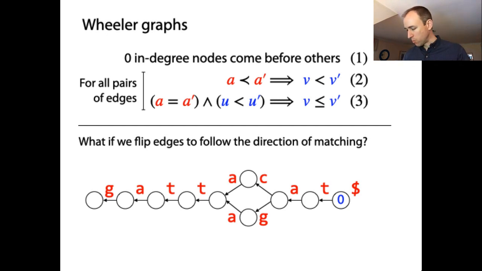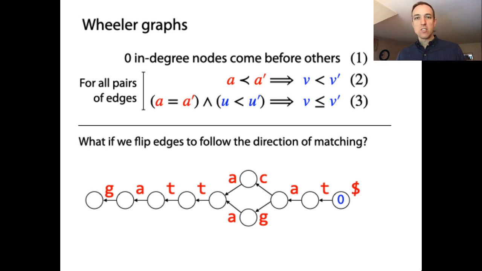Okay, so let's look a little bit harder at how it has the Wheeler graph properties. So let's look at property 1 first. Property 1 says 0 in degree nodes come before the others. There we go. That node was always first in the orderings that we wrote down, and it's the 0 in degree node in this picture. So far so good, right? The definition of Wheeler graph applies here. Now we have Rule 2. Rule 2 says let's use alphabetical order, so A before C, before G, before T.